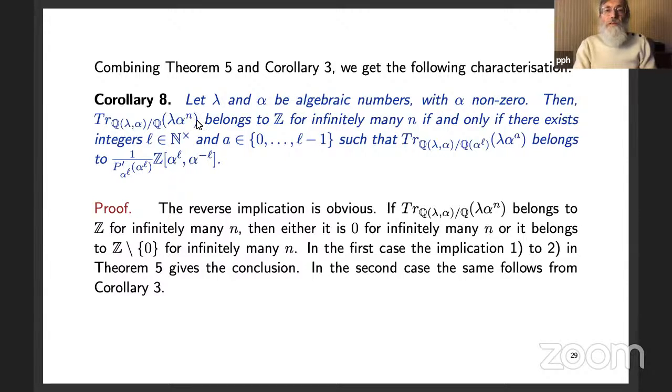So the theorem reads like that. If the trace of lambda alpha^n belongs to Z for infinitely many n, then it is equivalent that there exists an integer L, non-zero again, and a in {0, ..., L minus 1}, such that the trace of lambda alpha^a belongs to this module. In the case 0, this is just 0 in this module, so it belongs to this module as well. But theorem 5 gives a more precise information.